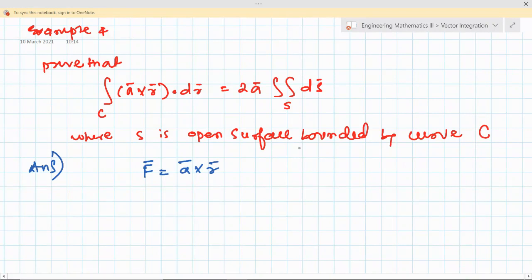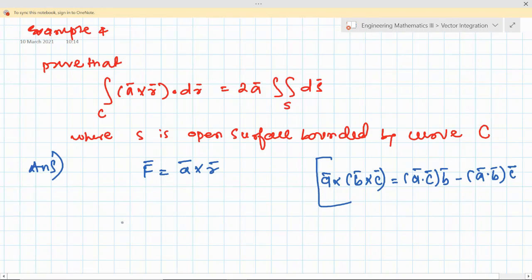Okay, and so we know the result. That result we have seen, you may just have to remember that. So this is a bar cross b bar cross c bar, which is equal to a bar dot c bar into b bar minus a bar dot b bar into c bar. Okay, the triple cross product of three vectors. This is the result, and now we are going to use this result here. Okay, so what is that?